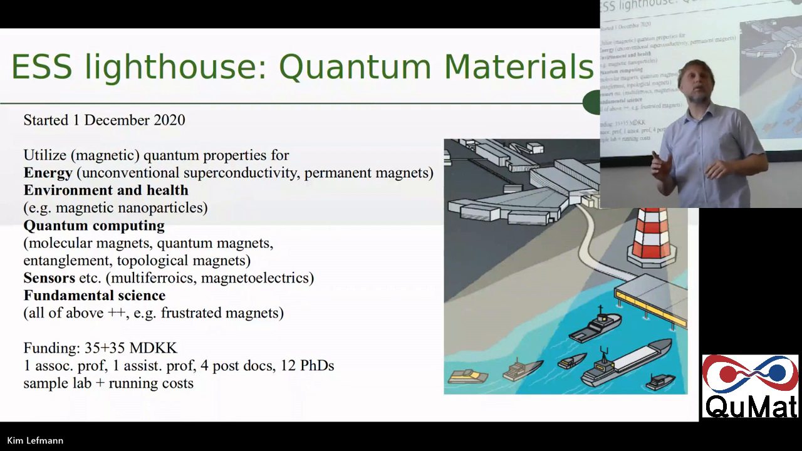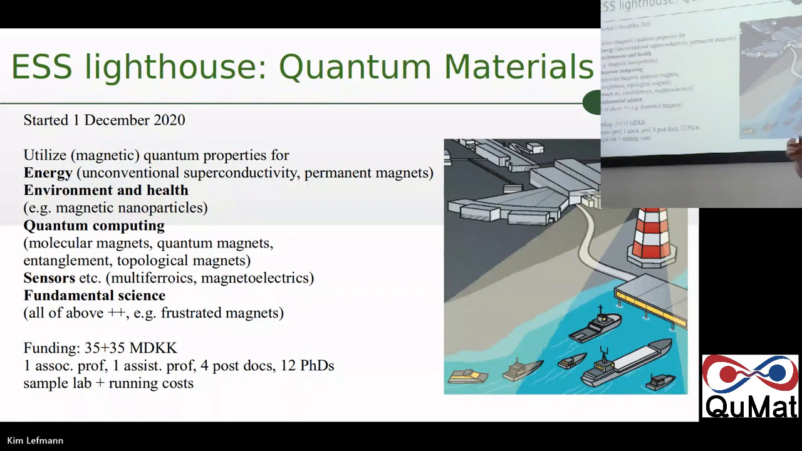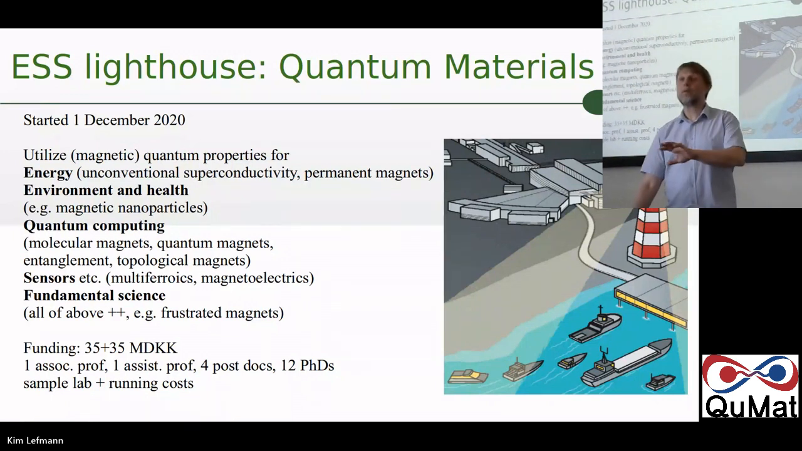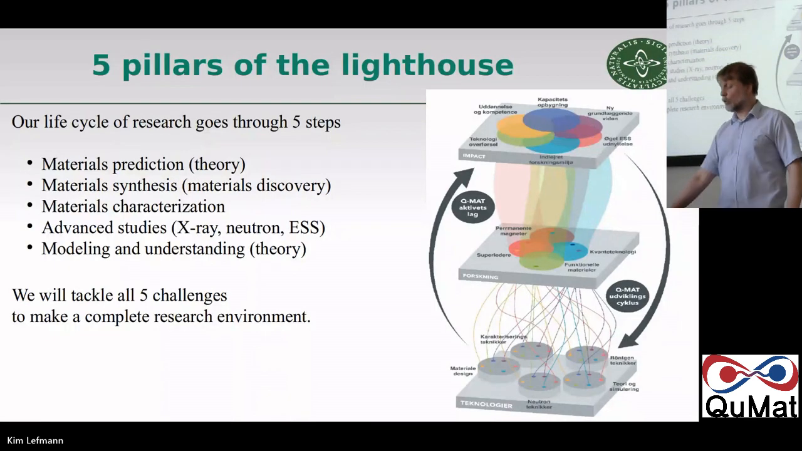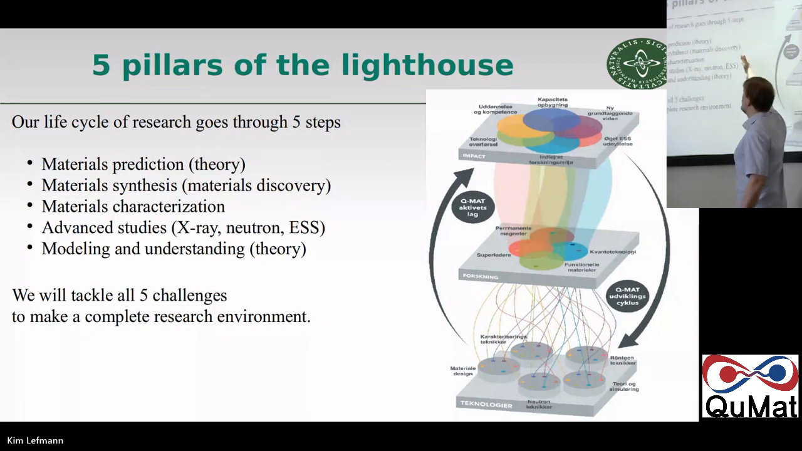Also, I shouldn't do this very long, but we have started a so-called lighthouse for quantum materials. I happen to be the PI for that. The funding is 35 million Danish crowns, divided by 7, so it's 5 million euros. So we can basically employ an associate professor, an assistant professor, 4 postdocs and 4 PhDs, split between a number of parties. These are the leaders. What we want to do is theory, materials prediction, material synthesis, characterization, the advanced studies, and then back again to the theories to let them tell us what this all meant.